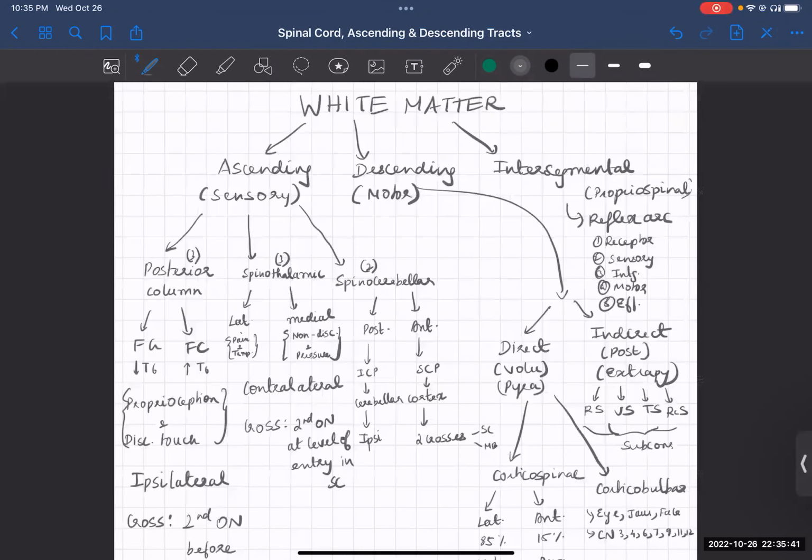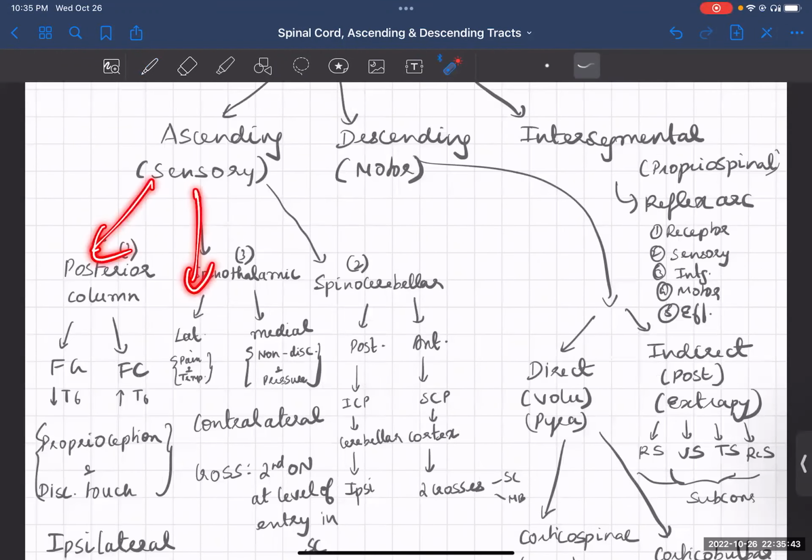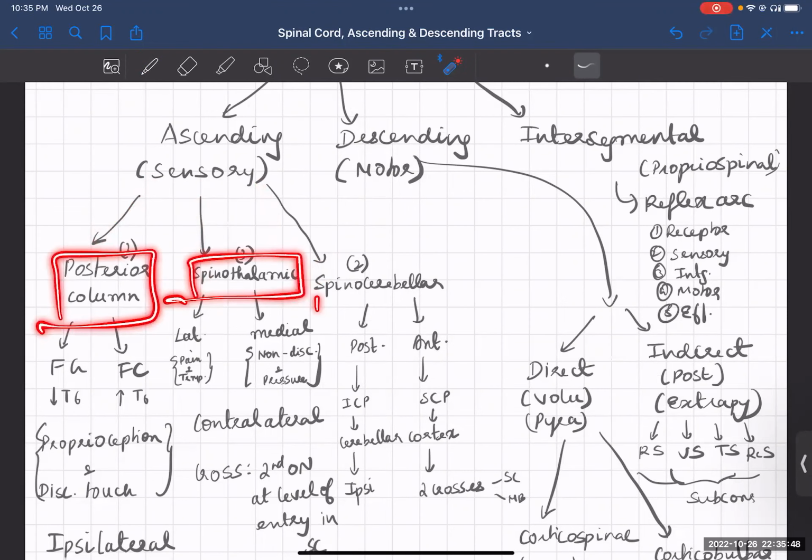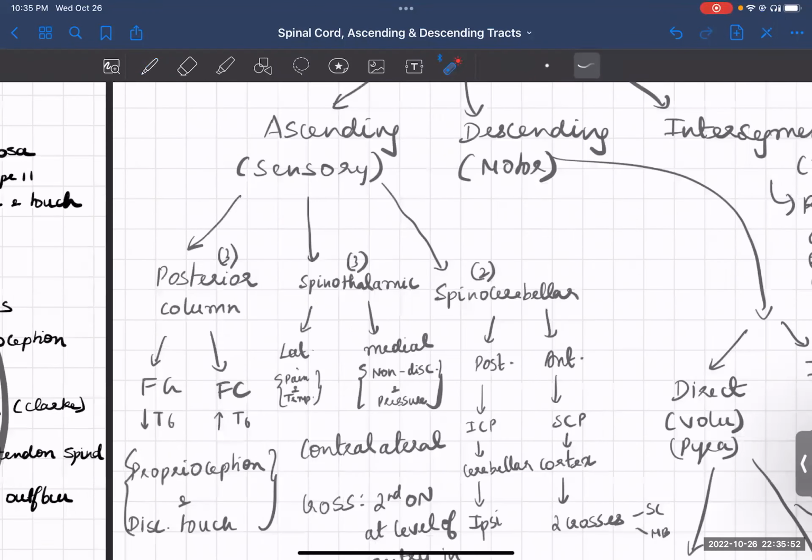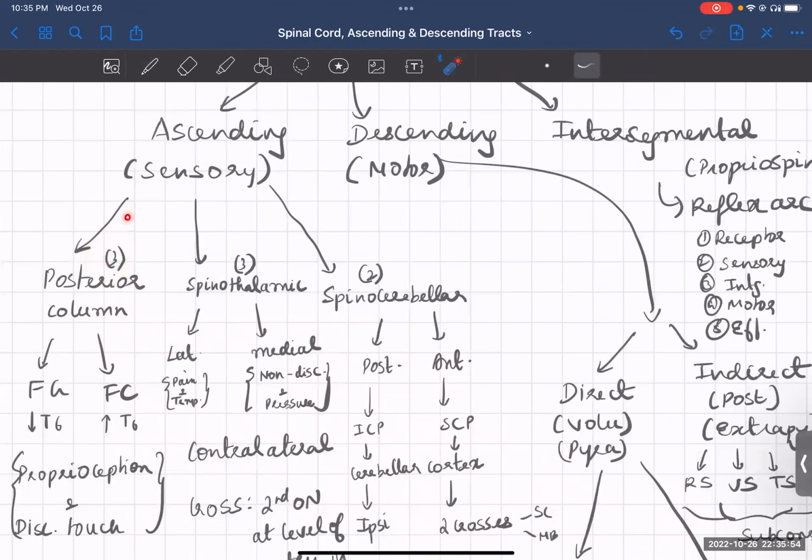Now, ascending is divided into three major tracts. One is your posterior column, one is spinothalamic, and the other is spinocerebellar. Posterior column and spinothalamic have three neurons. So that means it will have first order neuron, second order neuron, and third order neuron. Whereas spinocerebellar will have only two neurons. So first order and second order neurons only.